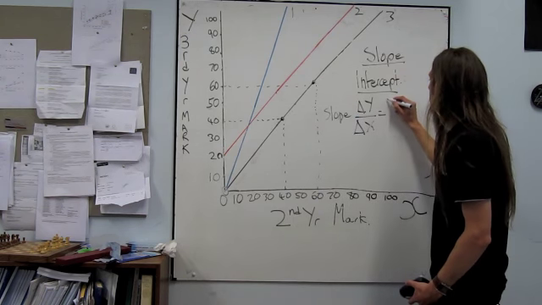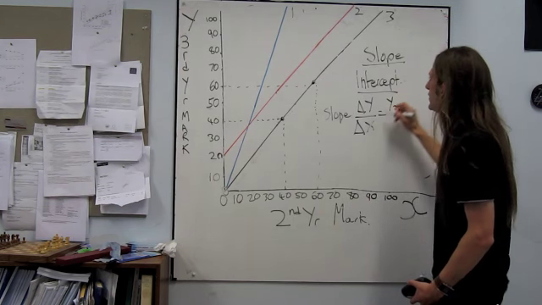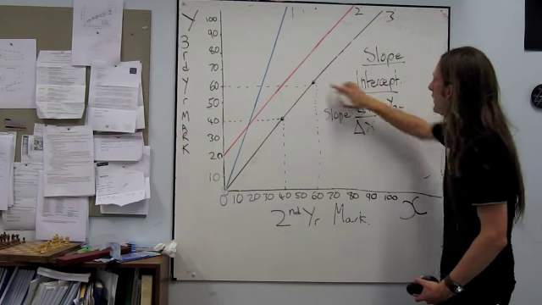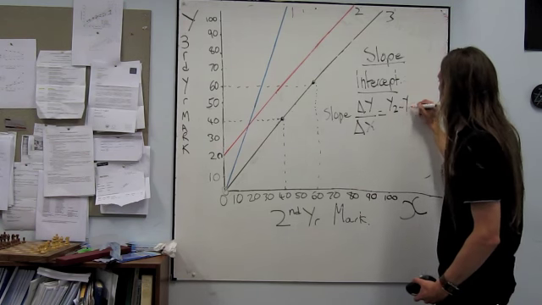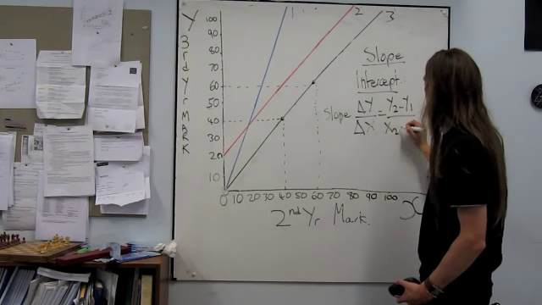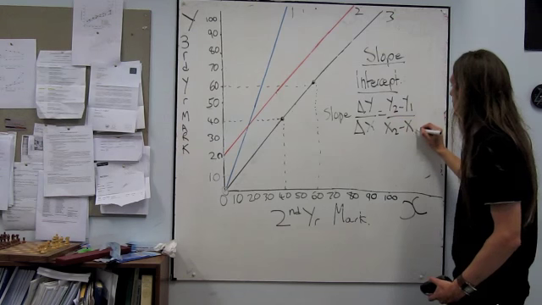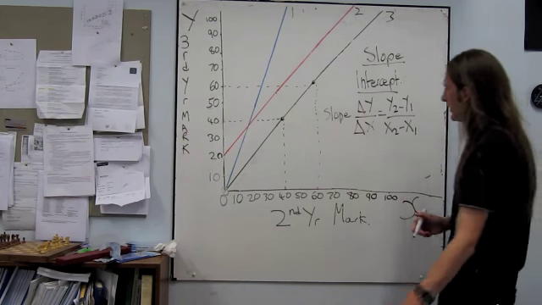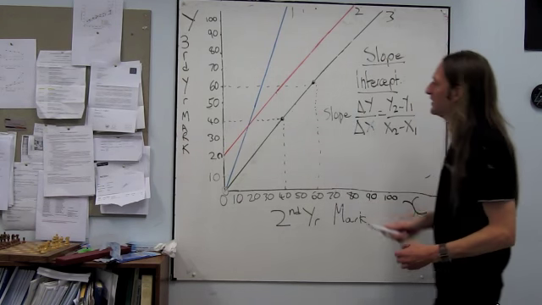And we need to look at the difference in y. So our y at point 2, at this point, minus the y at point 1, divided by the x at time 2, minus the x at time 1. Okay? That sounds more complicated than it is, alright?